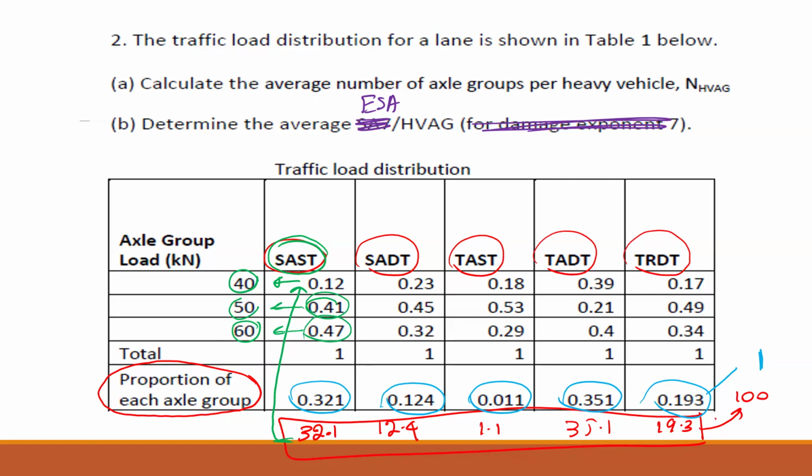Yes. That's the weight coming from that axle. Maybe the heavy vehicle has 100 kilonewtons, but that particular SAST is only applying a 40 kilonewton load on the road. Got it?